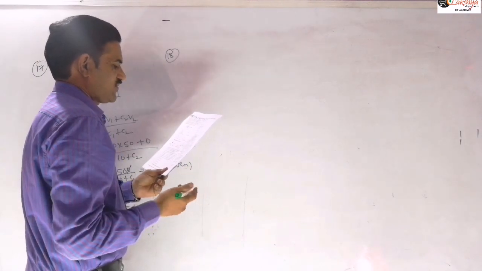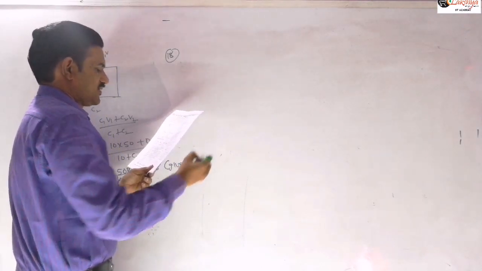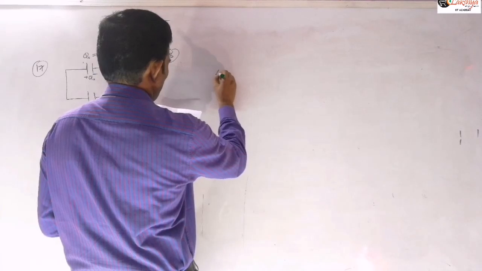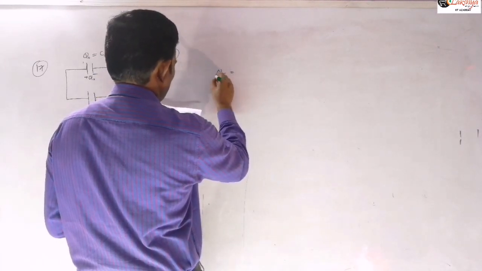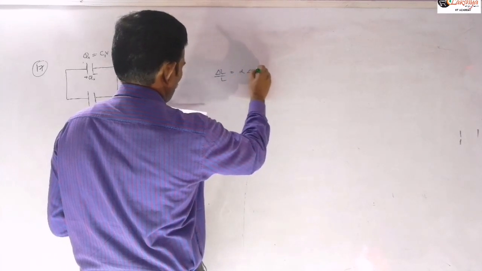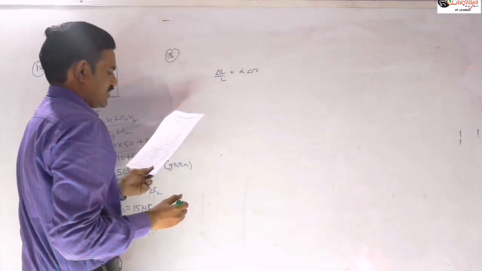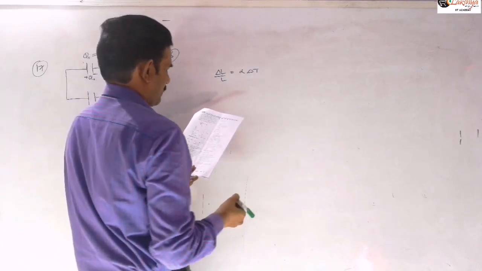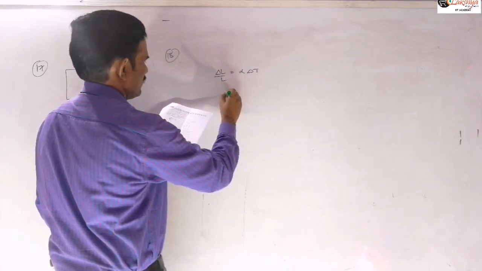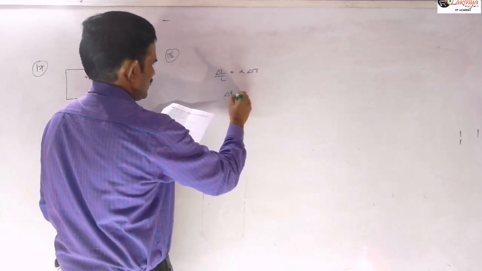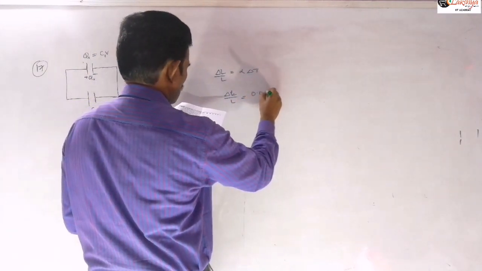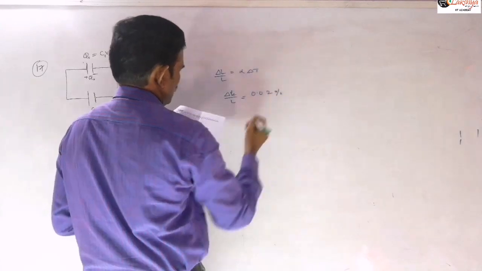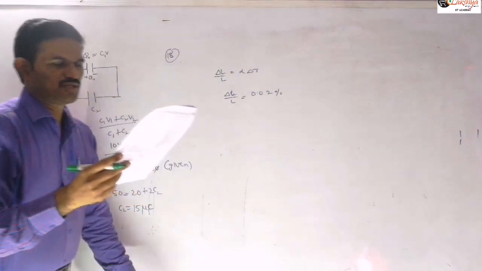So here the temperature of the wire is increased, and the length of this rod is increased. So the length of this rod increasing means you can write delta L by L is equal to alpha into delta T. And this value is given as 0.02%, right? This is the percentage change in length.